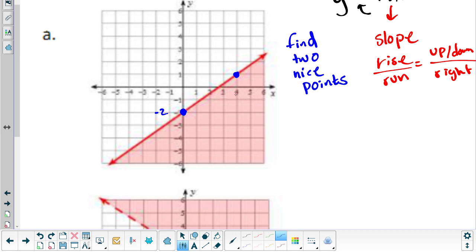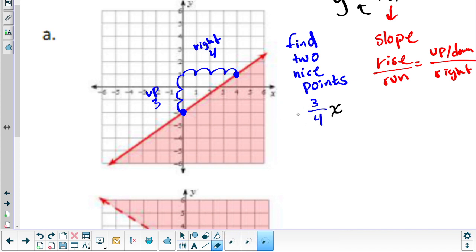4 comma 1, okay? For the slope, I'm going to count how far up I have to go to get to this next blue dot. I have to go up 3, and I have to go right 1, 2, 3, 4, right 4, which means my slope, m, must be 3 over 4. So my equation is y, and I don't know the inequality yet, 3 over 4x, and now I just need to use b, which is the y-intercept.